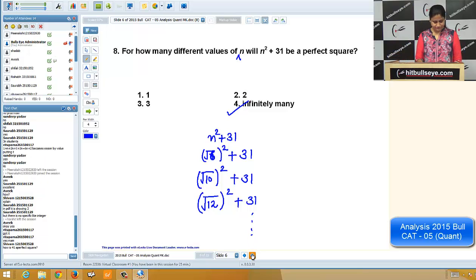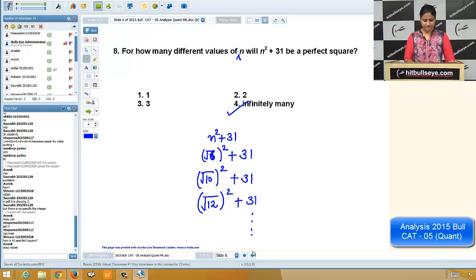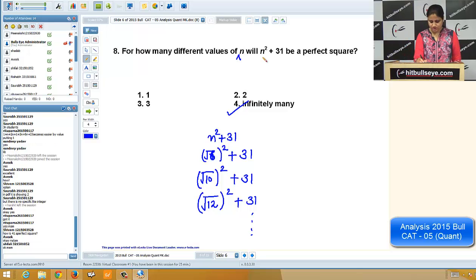Okay. Shivam, I'm not saying 41 is a... Okay, sorry. It says n square plus 31 is a perfect square. I thought prime number. No, not in this case.